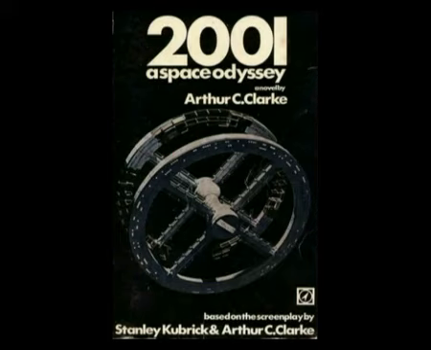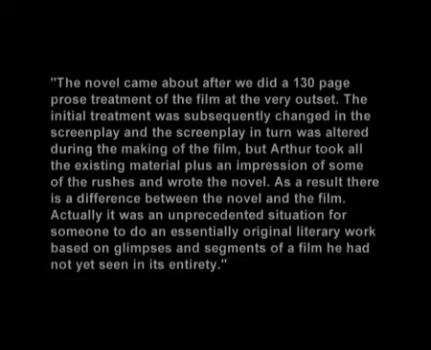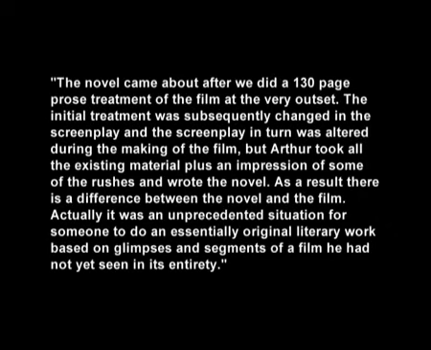In a 1969 interview with Joseph Gelmis, Kubrick explained, The novel came about after we did a 130-page prose treatment of the film at the very outset. The initial treatment was subsequently changed in the screenplay, and the screenplay in turn was altered during the making of the film. But Arthur took all the existing material plus an impression of some of the rushes and wrote the novel. As a result, there's a difference between the novel and the film. Actually, it was an unprecedented situation for someone to do an essentially original literary work based on glimpses and segments of a film he had not yet seen in its entirety.